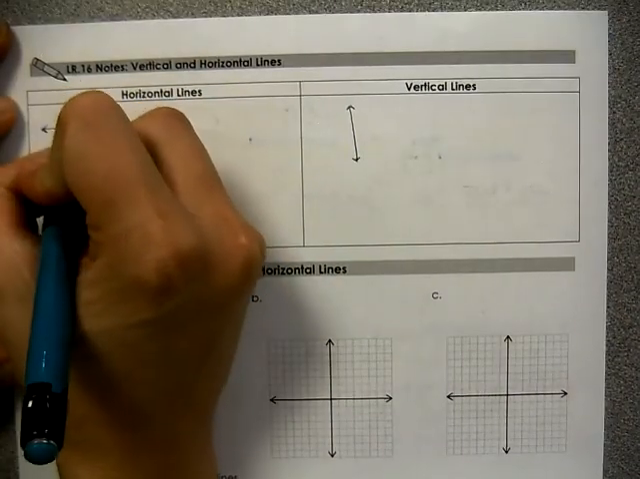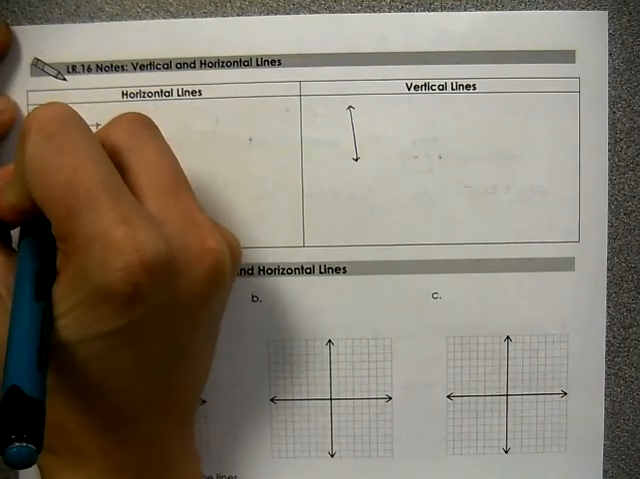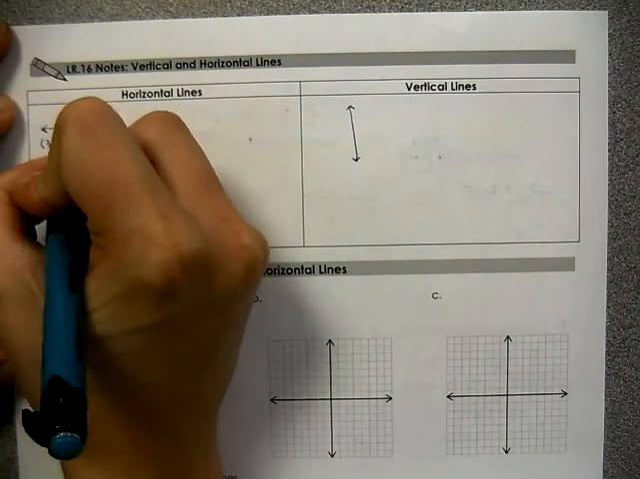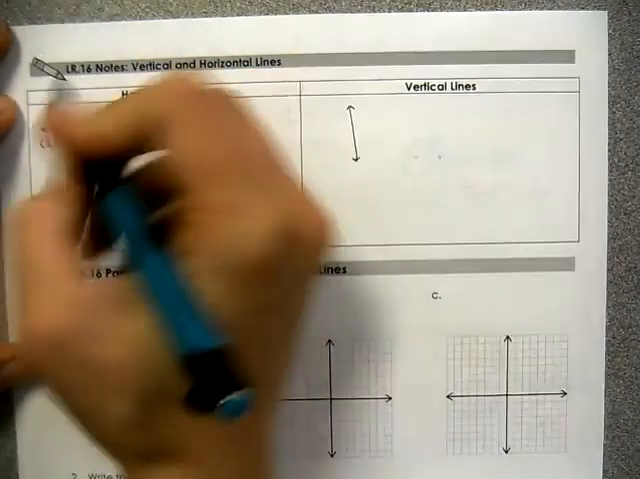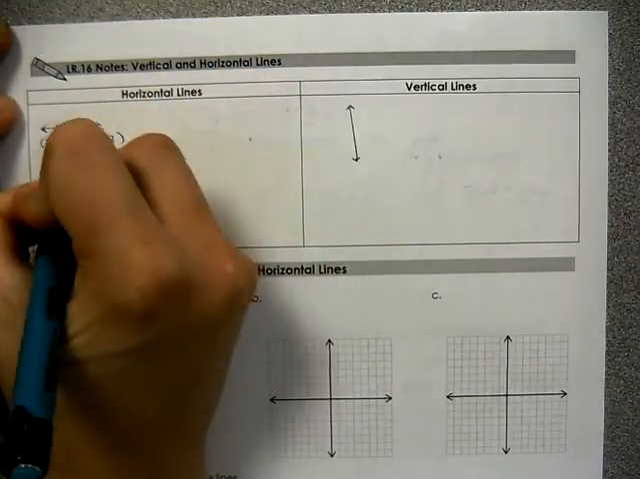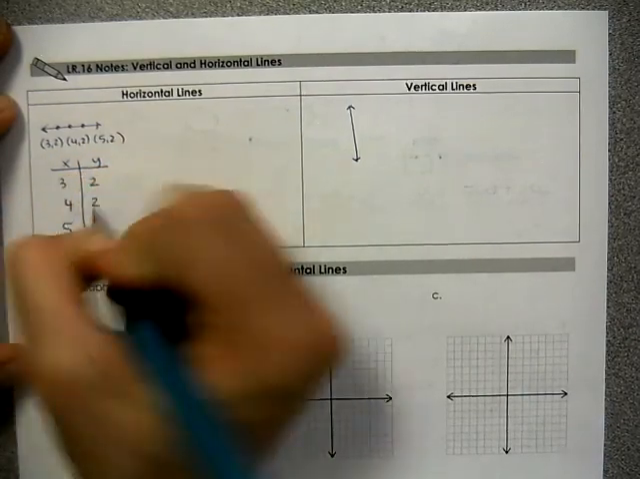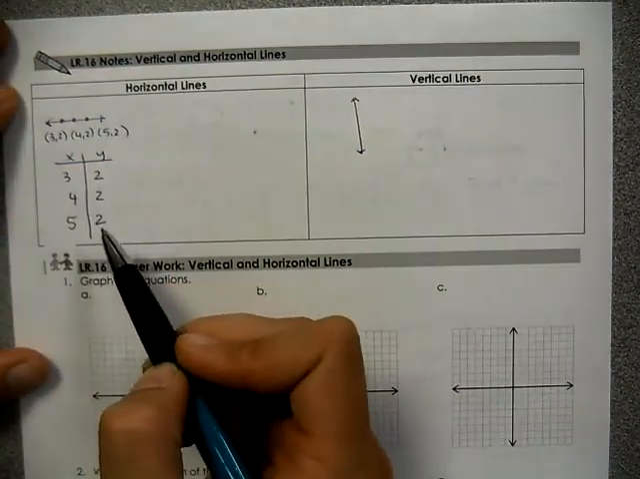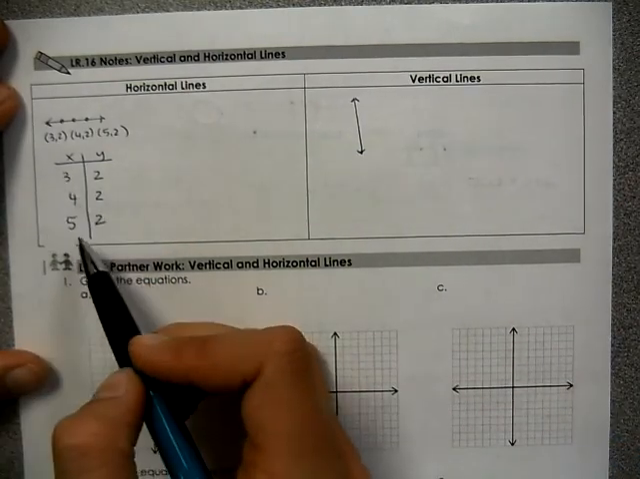If we think about points on a horizontal line, we might have the point, let's say, 3, 2. The next point might be 4, 2. The next point might be 5, 2. So if you look at that as a table, 3, 2, 4, 2, 5, 2, we see the y-coordinate is not changing. It's remaining constant. But the x-coordinate does change.